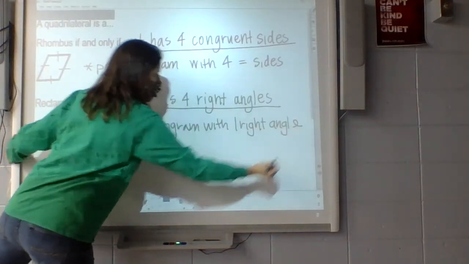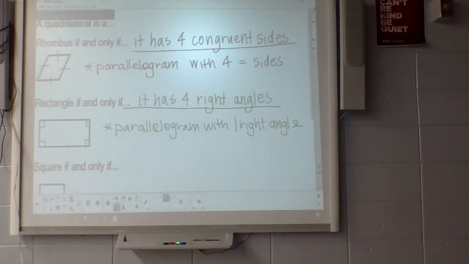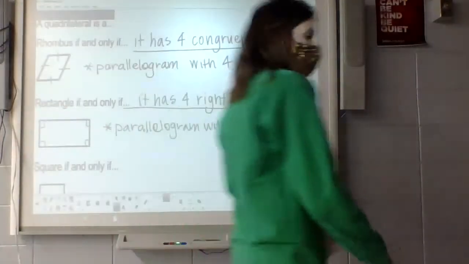So remember, it's a parallelogram with one right angle. If a parallelogram has one right angle, then it becomes a rectangle.